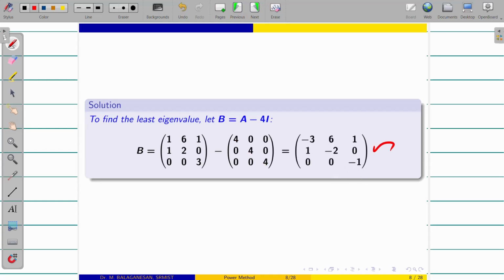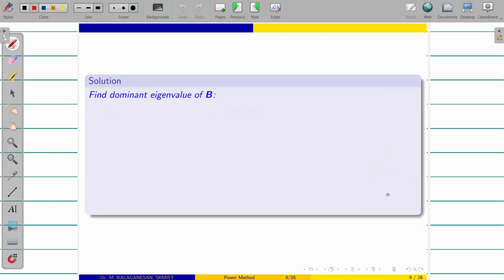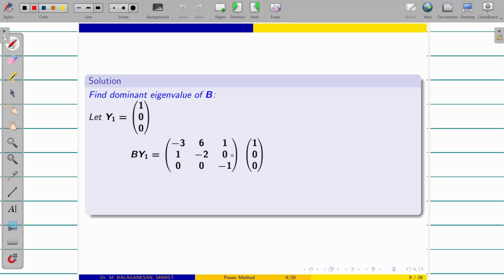Now what I have to do? Try to apply the power method to find the largest eigenvalue, the dominant eigenvalue for B. This is my B. We can assume the same eigenvector 1, 0, 0. What you have taken there, you can proceed in the similar way. So let y1, already we have chosen x1. To understand the concept easily, I'm going to consider that as y1. So y1 is equivalent to 1, 0, 0. I am multiplying B into y1. So B value into y1, the multiplication will give minus 3, 1, 0.